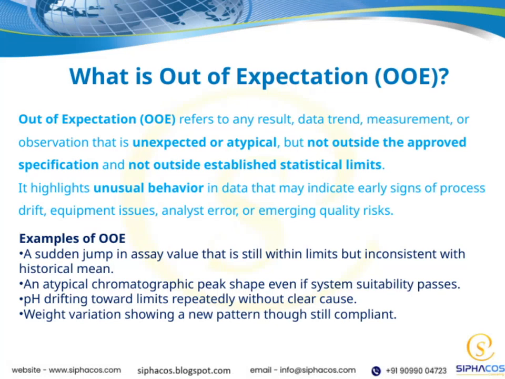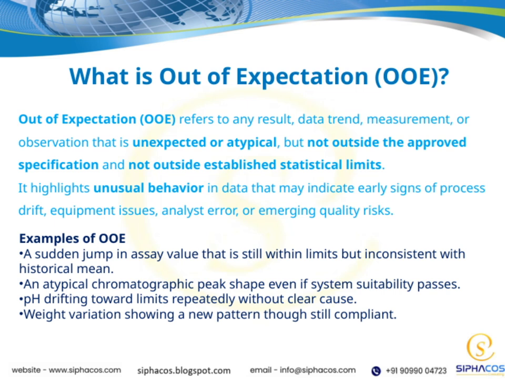Let's look at some examples of out of expectation, or OOE. One common case is when we see a sudden jump in an assay value. Even if that value still falls within the acceptable limits, it can be unusual if it doesn't align with the historical mean. Basically, if the number spikes unexpectedly compared to what we've seen before, it warrants attention.